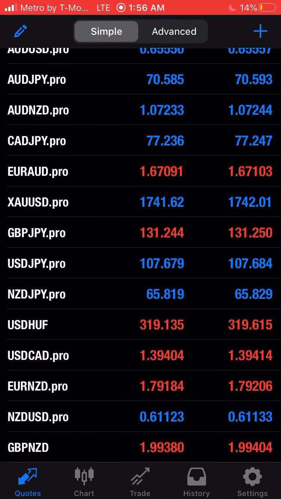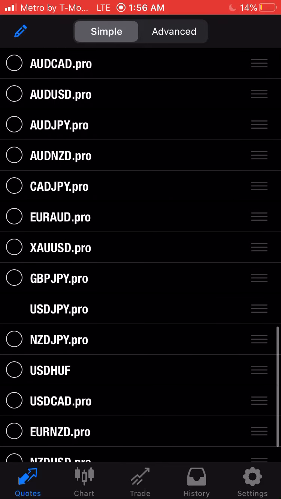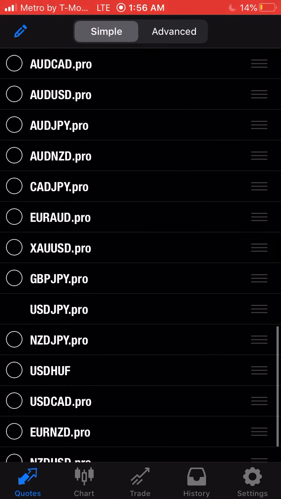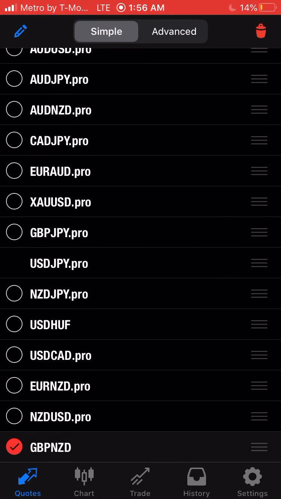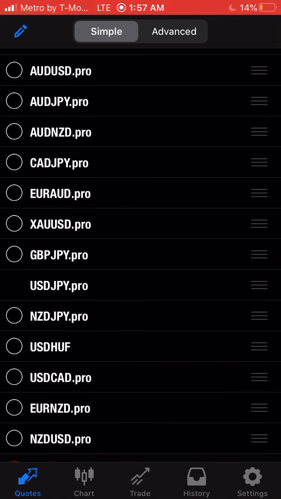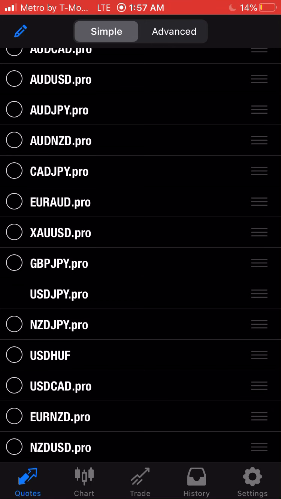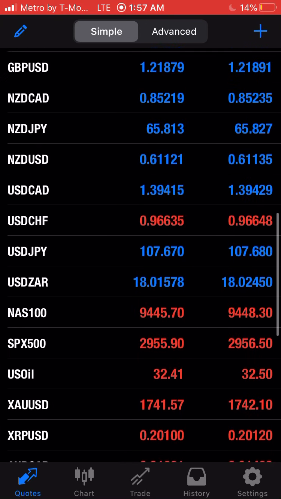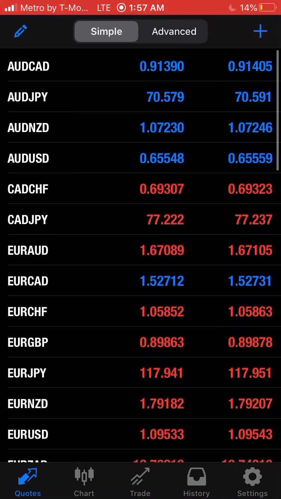To delete any currency pair, on the top left there's a pencil mark. Click on the pencil, and just tap on any currency pair you want to delete. For example, GBP NZD. Click on that. Top right, you see a red trash can. Click on that, and then boom, it's deleted. So yeah, everything on the left side, those are all currency pairs.